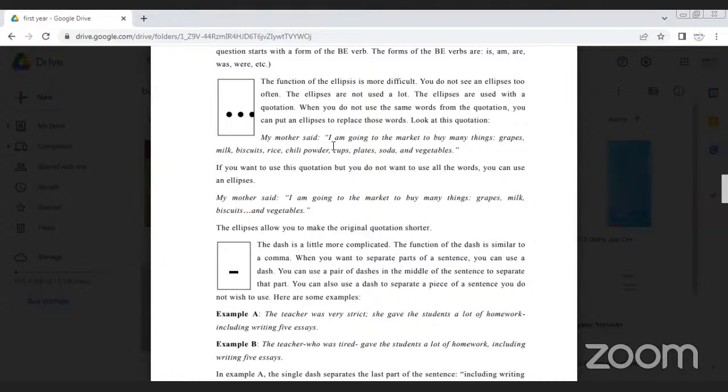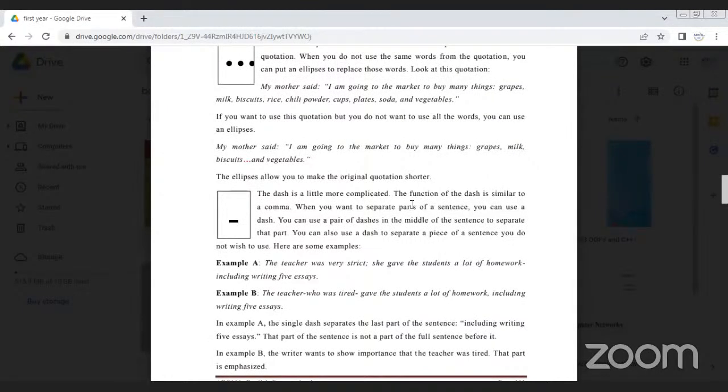you can use an ellipsis here. My mother said, colon, in inverted commas, I am going to market to buy many things, colon, grapes, milk, biscuits, and dash, dash, dash, and vegetables. Okay, this is called ellipsis. Ellipses allow you to make the original quotation shorter.